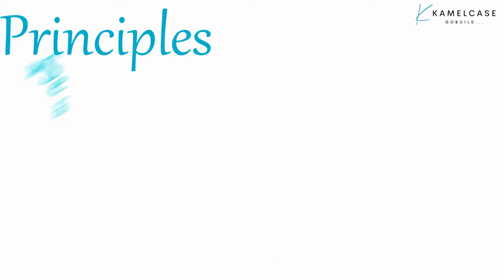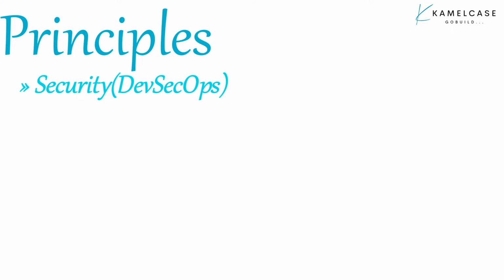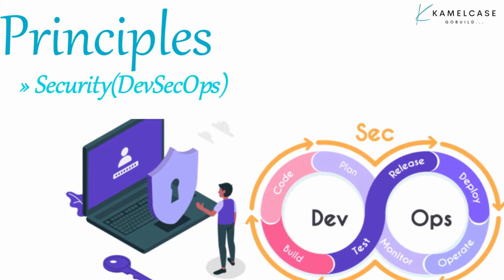At last, we have the security principle. It integrates security practices into the DevOps pipeline to identify and address security vulnerabilities early in the development process. For example, automated security scans that check code and infrastructure configurations for vulnerabilities before deployment, reducing the risk of security breaches.